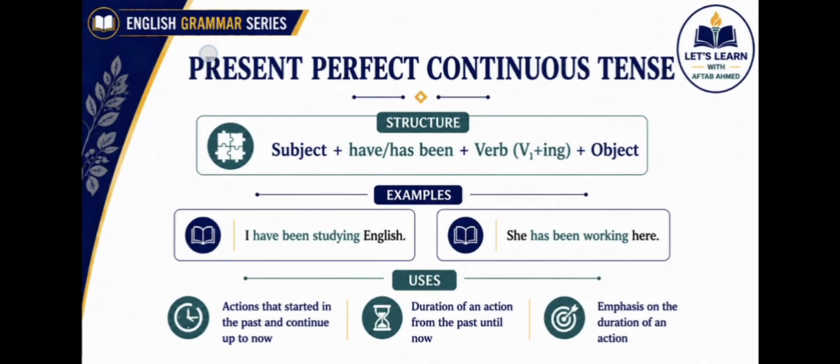Now let's look at present perfect continuous tense. Its structure is subject plus have or has been plus ing form of the verb plus object. For example, "I have been studying English." "She has been working here." This tense describes actions that started in the past and are still continuing. The main focus is on duration, how long the action has been happening. When time and continuity matter, this tense is the best choice to use.